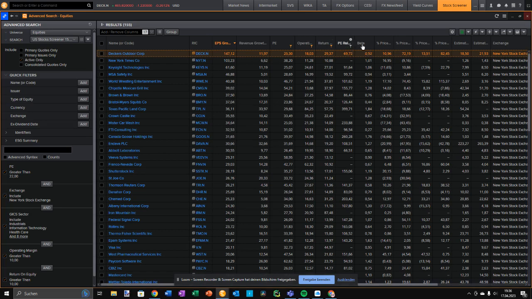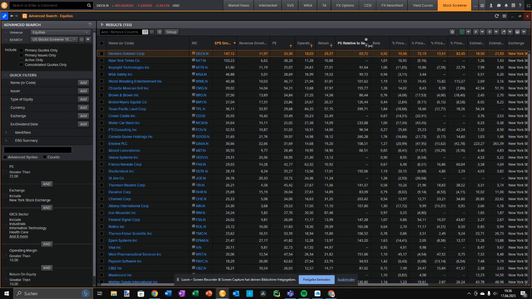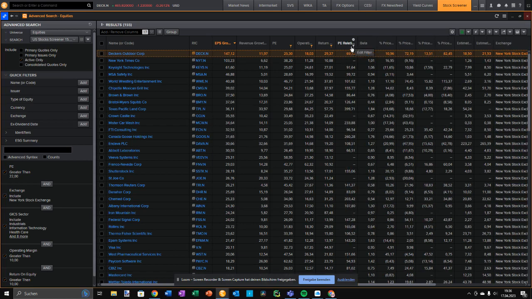So next point is the PE relative to its sector. It's pretty simple, I think. I just want stocks that have a higher price earnings ratio than its sector. Then you have the beta. I will make another video about this. This is not so important for filtering. This is more important to keep in mind when I build my hedging positions. So I will make another video about that. But as I said, it's not so important for the filter.